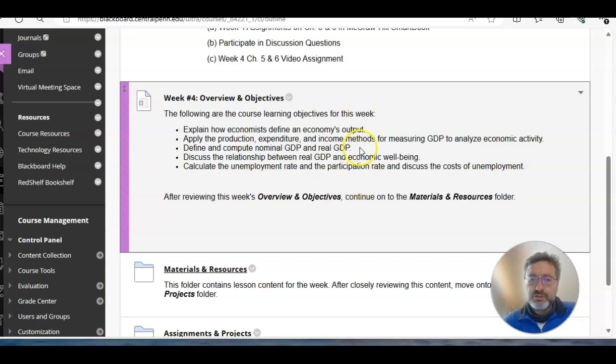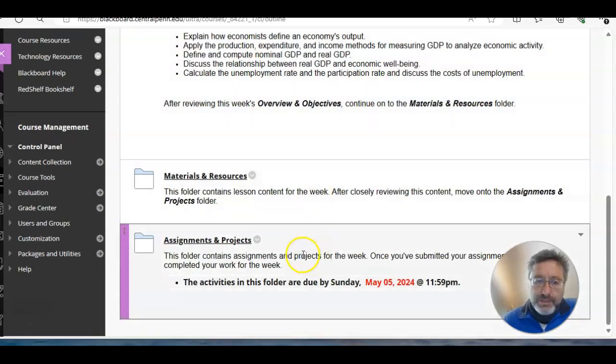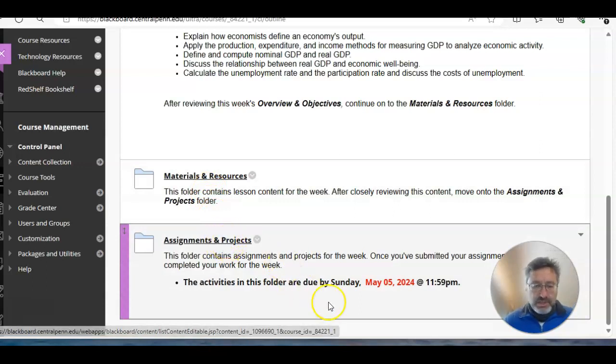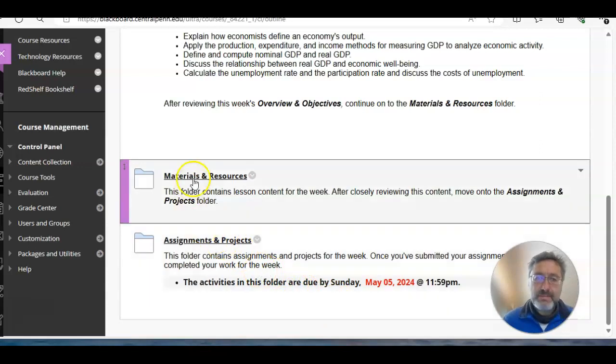This week we're talking about the gross domestic product, unemployment, and inflation, which are very important topics. And if you look at the assignments folder, it is down here. You have to complete it by the end of this week, and then you can try to do it by that time.